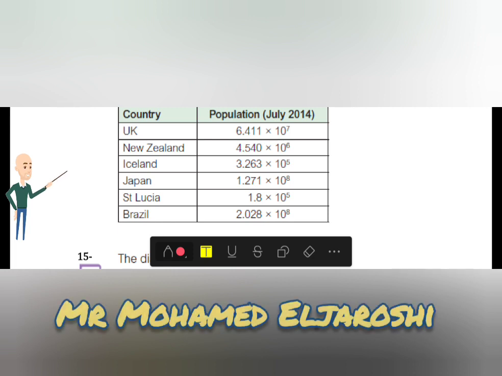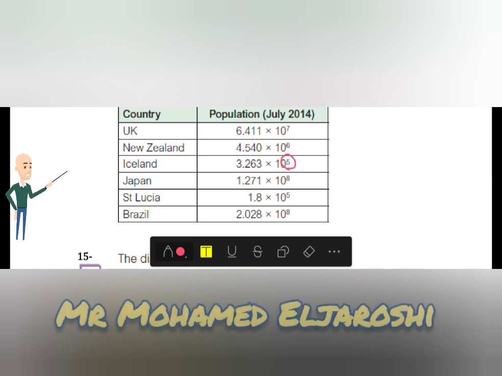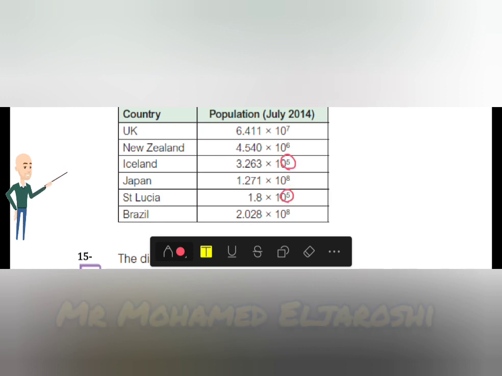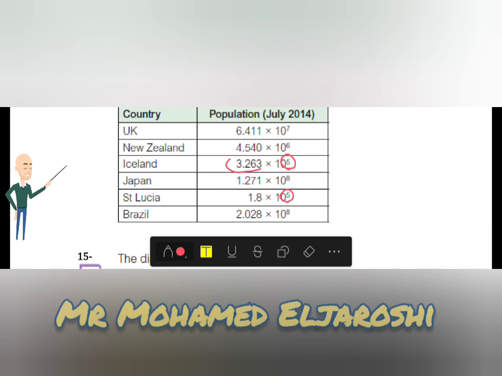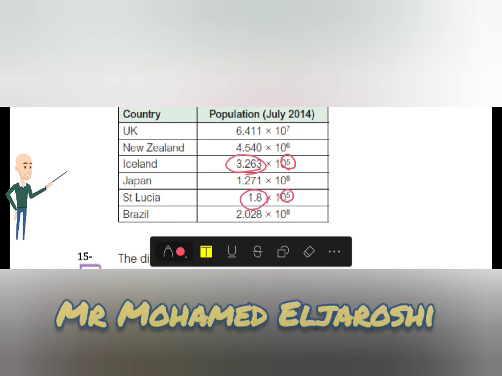Very good. We look at the powers first. The one with the smallest power is the smallest one. If we have the same powers, we look at the numbers before them, okay? Now, first, let's take a look at the powers. We have power of 5 here and power of 5 here. So they are the same, so we take a look here. We have 1.8 and 3.2. Which one is the smallest? Very good, 1.8. So we put 1 next to 1.8 here.